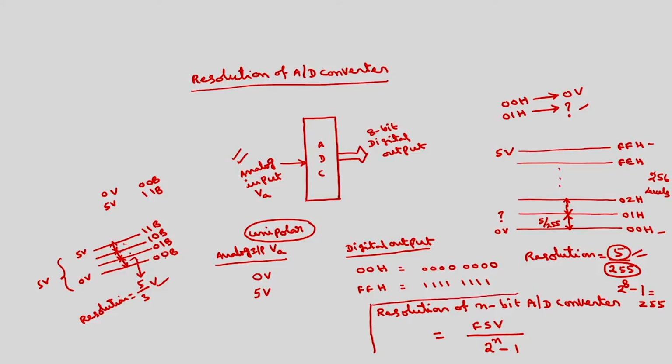So the general formula for the resolution of A to D converter is the full scale voltage divided by 2 raised to the power of the number of bits of the A to D converter minus 1. The full scale voltage need not be 5 volts, we can have 10 volts, 12 volts. This is one of the important parameters of A to D converter. The smaller the resolution step, the better the device, and accuracy will be more. In order to improve the resolution of the A to D converter, a simple way is to increase the number of bits. As n increases, the resolution also improves.